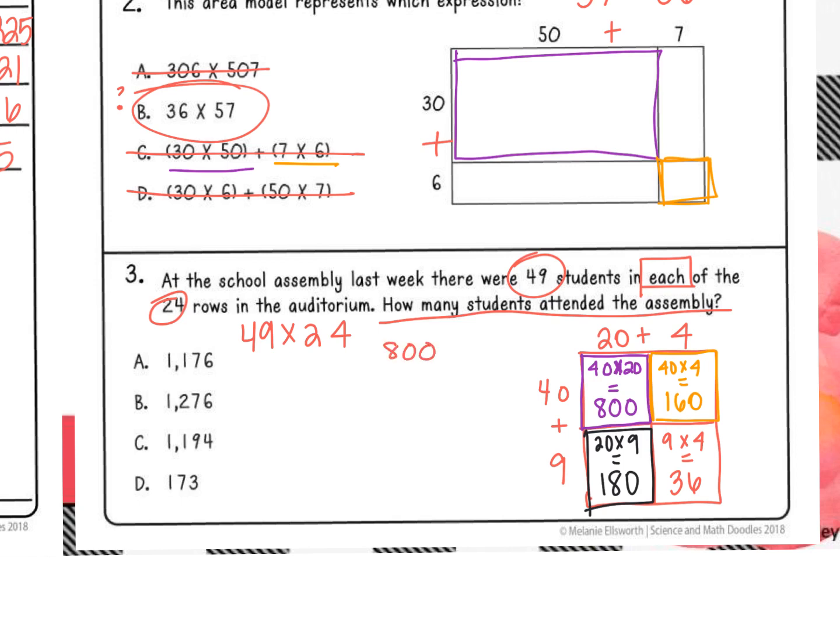800, 160, 180, 36. We add our ones column, which equals what? 6.